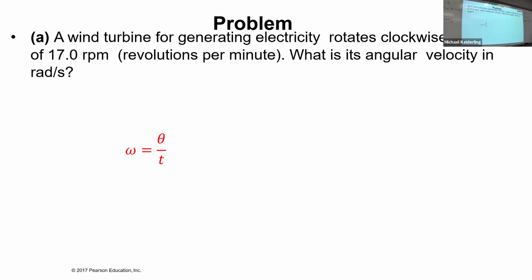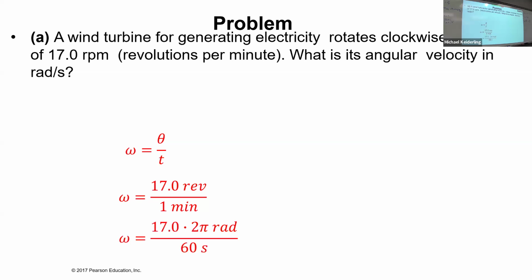So omega is theta over t. So that's going to be 17 revolutions over 1 minute. So that's 17.0 times 2 pi radians over 60 seconds, which is 106.8 radians over 60 seconds, which is 1.78 radians per second.